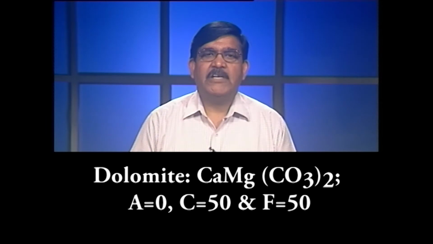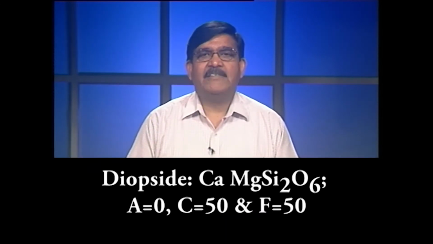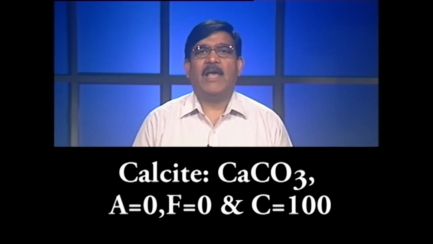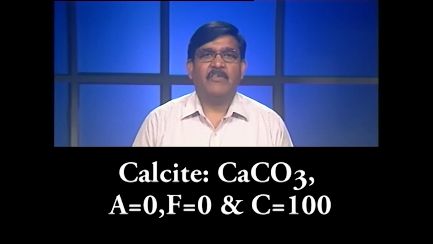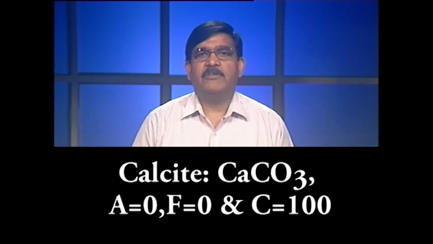Dolomite, CaMg(CO3)2. Therefore, the value of A equals 0, C equals 50%, F equals 50%. Diopside, the chemical formula is CaMgSi2O6. Therefore, A equals 0, C equals 50% and F equals 50%. Calcite, the chemical formula is CaCO3. The value of A equals 0, F equals 0 and therefore C equals 100%.